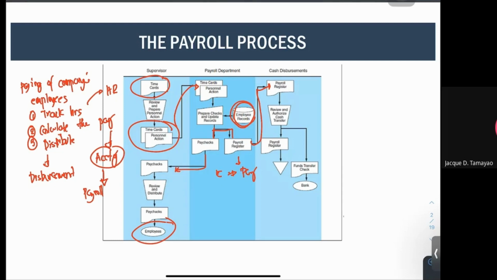They will review that payroll register and authorize the cash transfer. The payroll register will be filed, and it will be registered for a fund transfer check to the bank. And that's how payroll is paid. So ultimately, it has three distinct steps: we track the hours, we calculate the payment, and we distribute. For this particular topic, our focus is the calculation of the payment together with the automation of the payment.